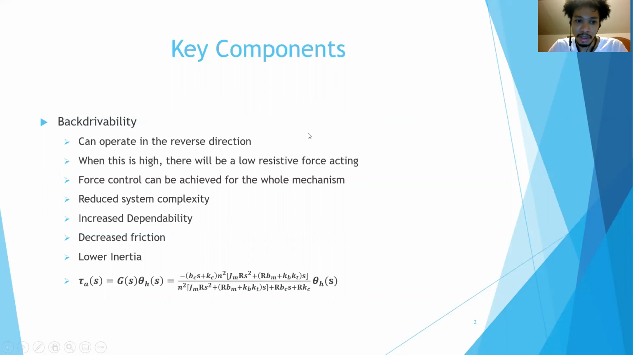The backdrivability is important because it provides less resistance to motion. You are able to move in the reverse direction. System complexity is reduced. You also get decreased friction and there's lower inertia. And here we can see the transfer function for backdrivability, and we'll see how it's applicable a bit later on.